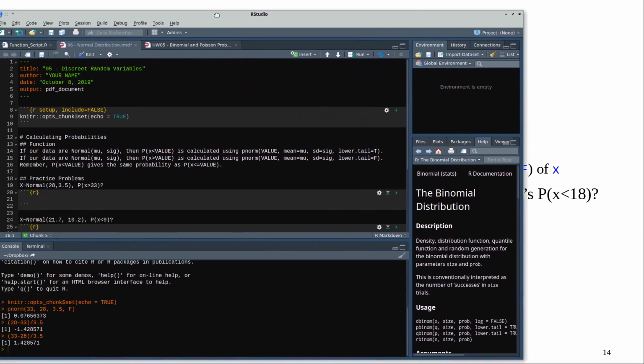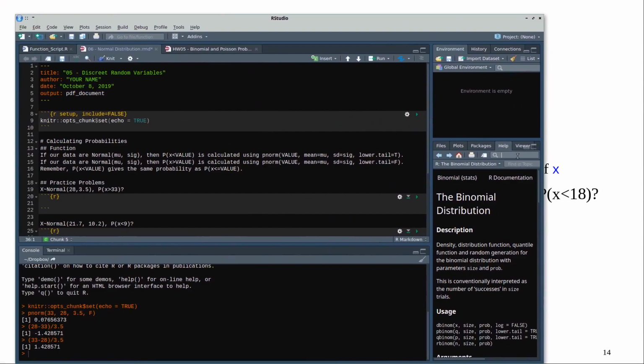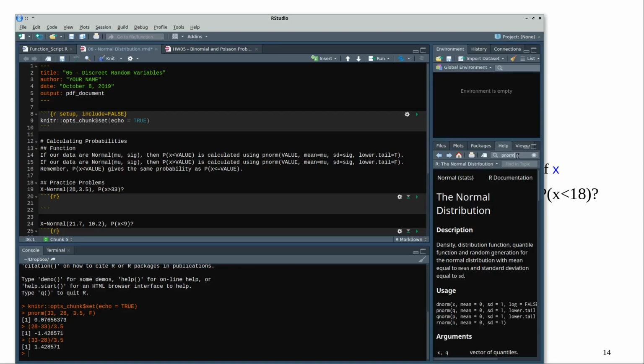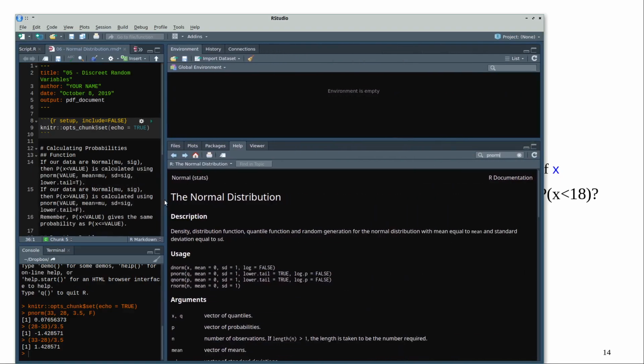So if we looked at the help file of that distribution, it gives us a little bit more information. So we had dnorm, or we've had dbinom and dpois, but we talked about d, that's our density. That's basically the height of the curve, of the PDF curve, but it doesn't give us a probability. r is the random. We generated a random number. We're going to use p.